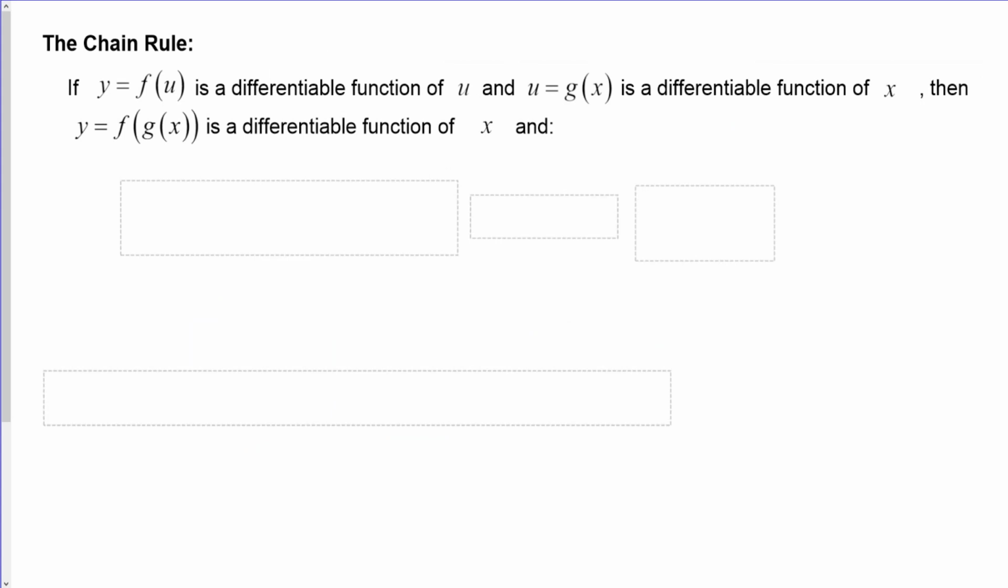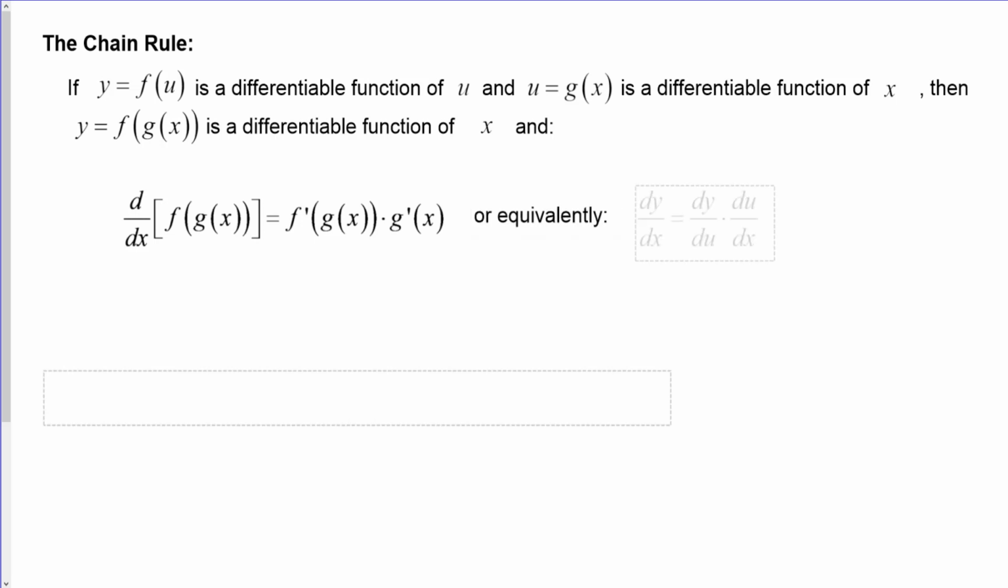So if y equals f of u is a differentiable function of u, and u equals g of x is a differentiable function of x, then y equals f of g of x is a differentiable function of x, and the derivative of f of g of x is f prime evaluated at g of x times g prime of x. And this is generally the rule that we use to evaluate derivatives using the chain rule. But there's another way of expressing it using the Leibniz notation, which is dy dx equals dy du times du dx.